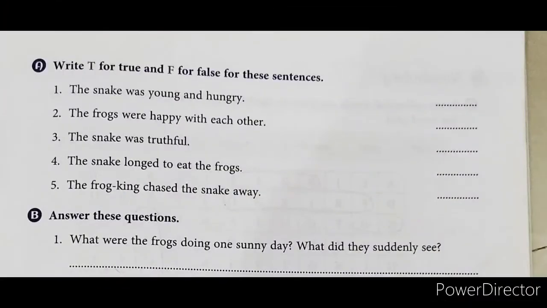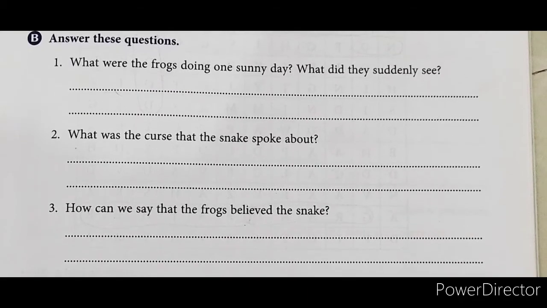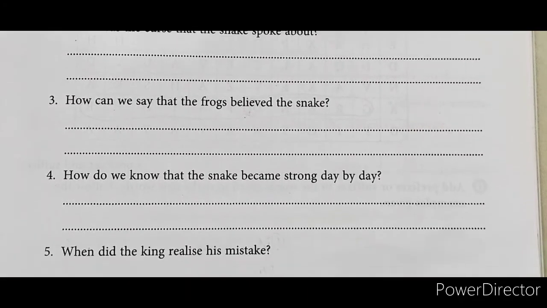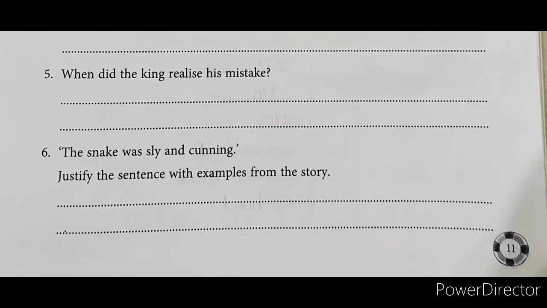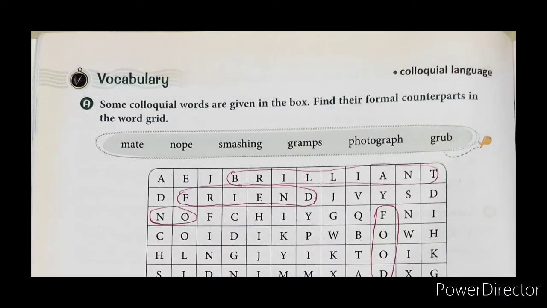Children, this is the first exercise, section A, from page number 11. Write true or false for these sentences. And section B, answer these questions. These two exercises we already completed in the previous class along with the story from page number 11, The Foolish Frogs. Now we are going to see the first exercise from page number 12 from our second chapter from your workbook, The Foolish Frogs.